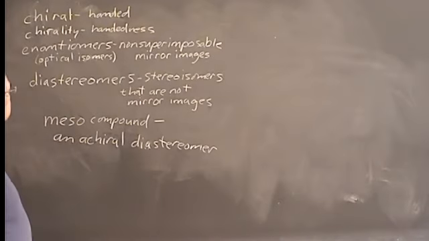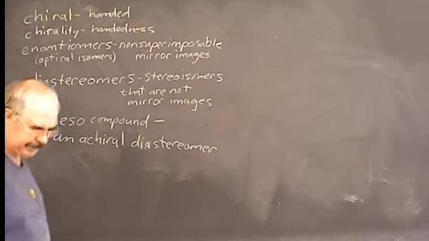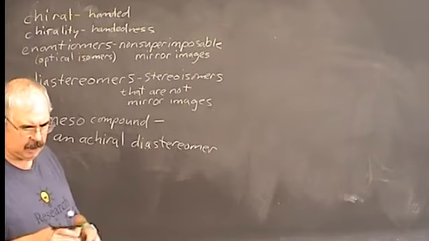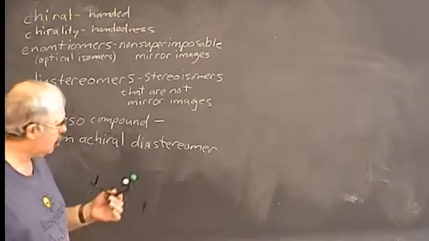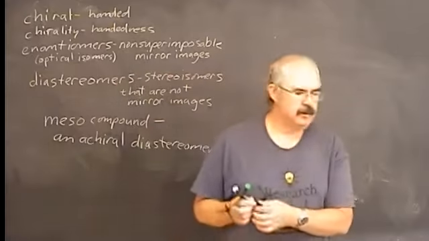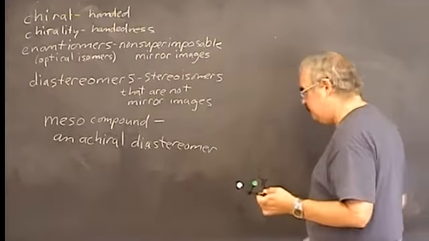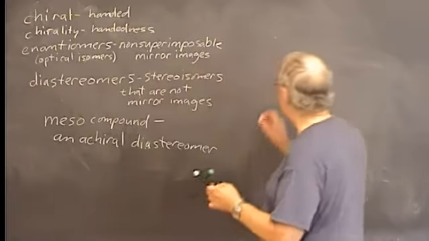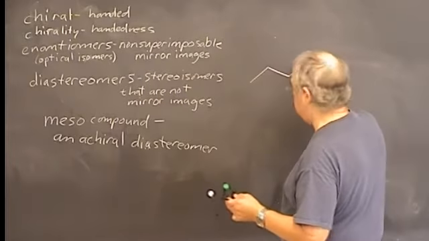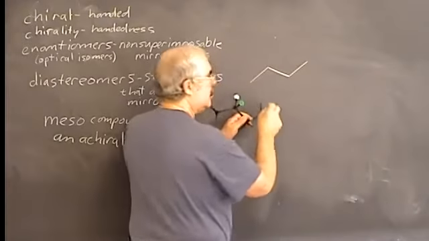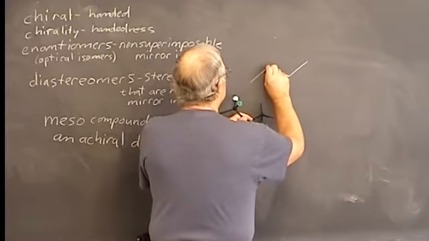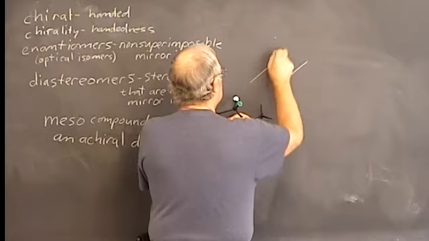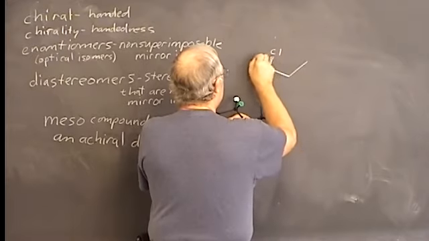Okay, next we'll look at the term enantiomers. Enantiomers are non-superimposable mirror images. They're also called optical isomers. Here is the compound 2-chlorobutane, where I've used green to represent chlorine. So chlorine is coming forward. Hydrogen is going back.